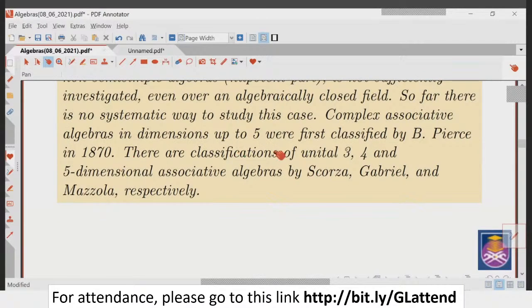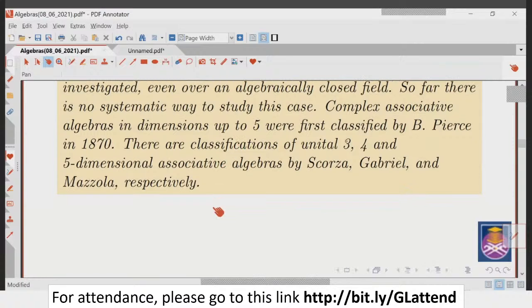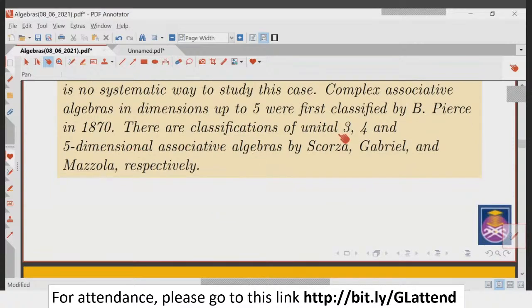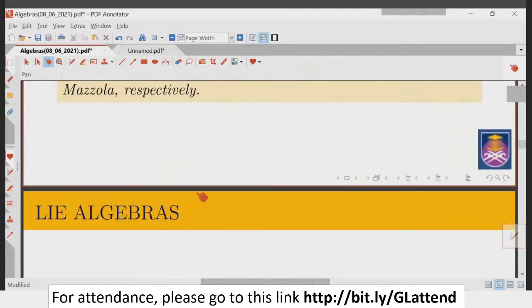There are some papers on classification of associative algebras, but they are unitary. That means associative algebras with unit elements. So 3-dimensional, 4-dimensional, 5-dimensional cases.